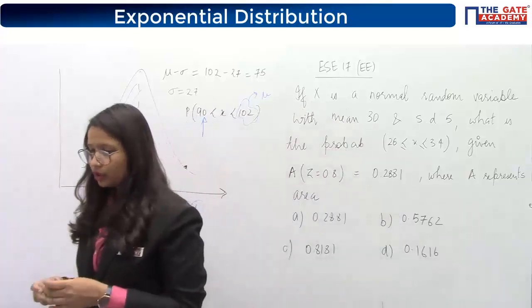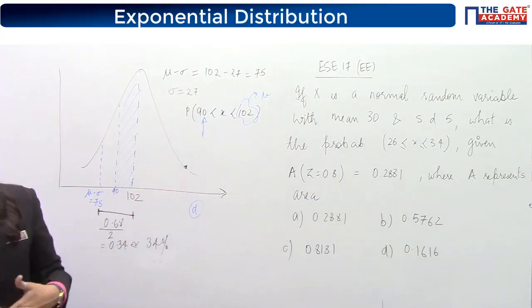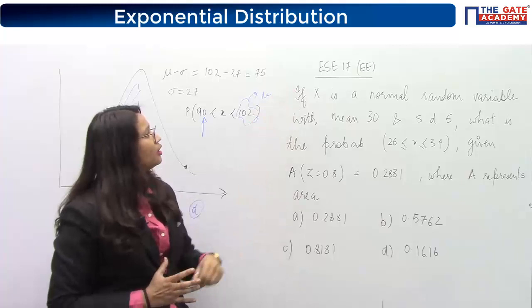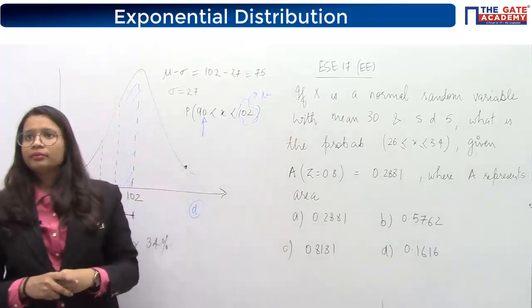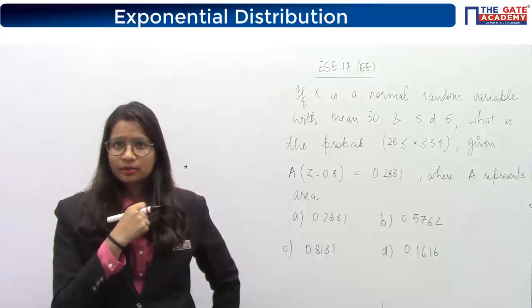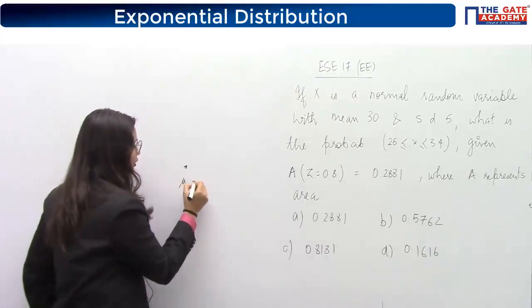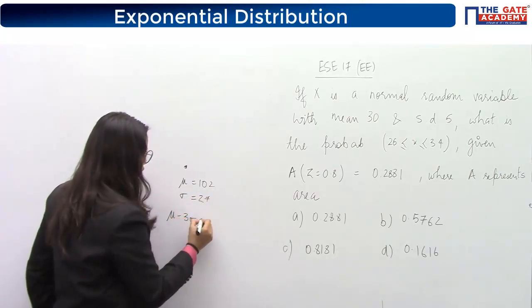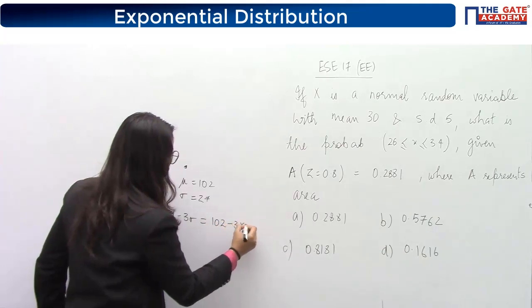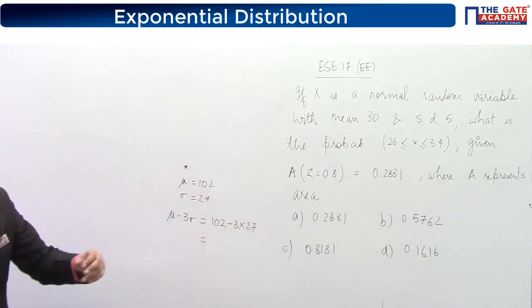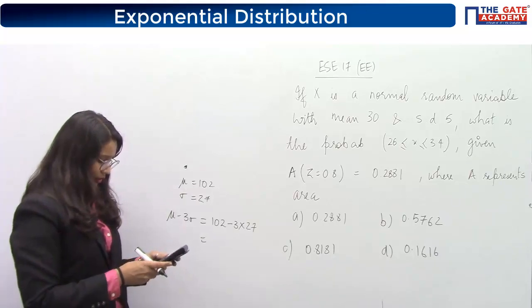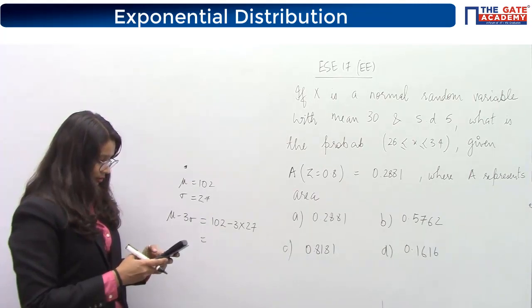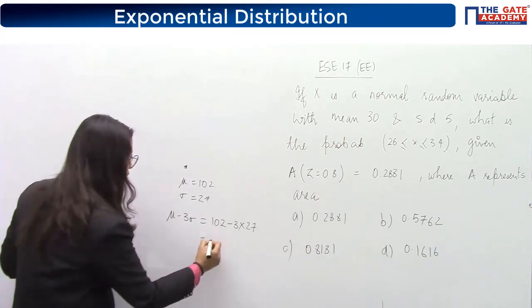I hope that all of you are able to understand this. Now try that question. This question never came in GATE, but it came in ESE. So please try this question. Depending upon what probability is required. Like in the last case, mean was 102 and sigma was 27. What is mu minus 3 sigma value? If you calculate, it will be 102 minus 3 into 27. Calculate this value. What is it coming out to be? 3 into 27, it is coming out to be 21.